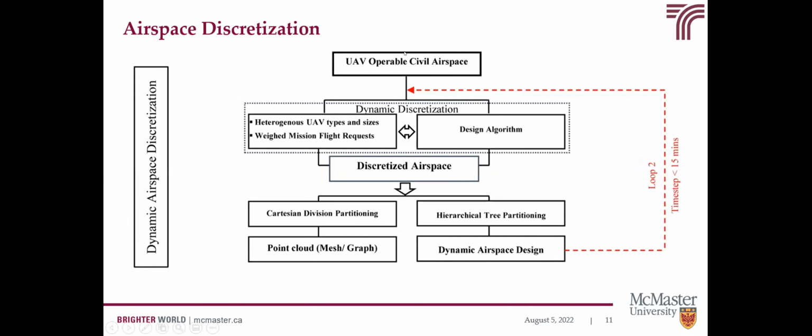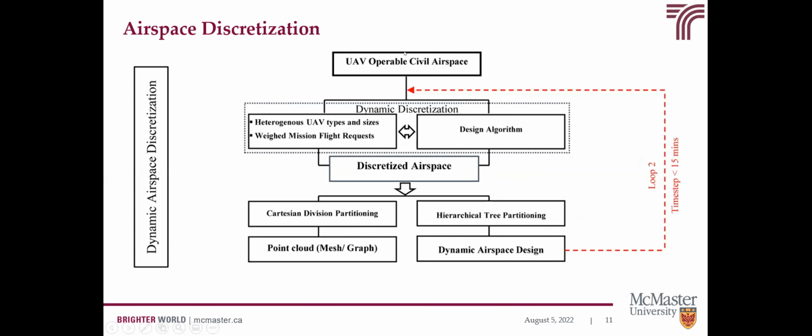We use a dynamic discretization method that we developed in-house. There are basically two ways in this world to discretize an airspace. One type is the Cartesian method, which we can see on the right. The Cartesian method is a point cloud system, a 3D lattice of points that you divide the airspace with. Then you transform that into a graph problem, and this gives you the shortest path or the shortest trajectory for the drone.